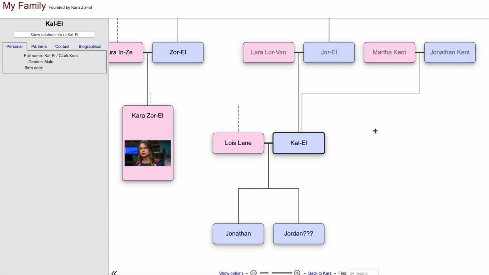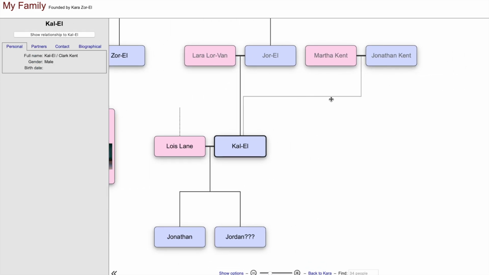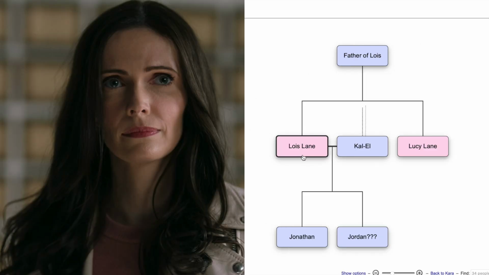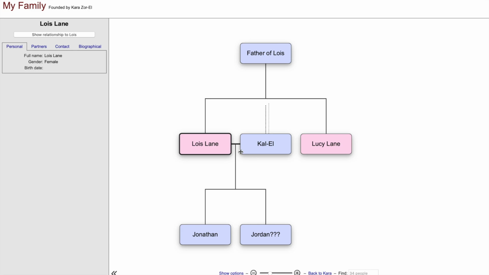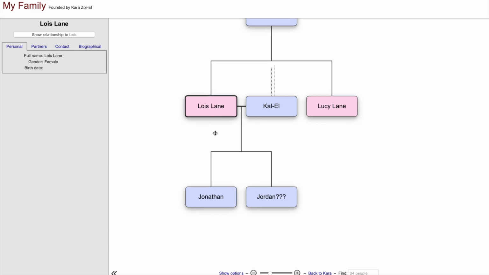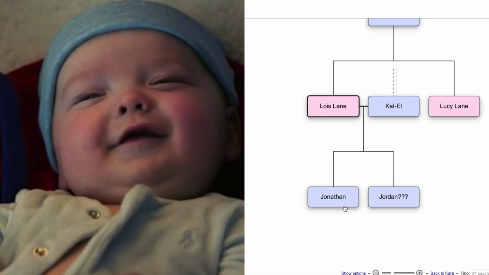Anyway, let's go back to Kal. So these are Kal's adoptive parents, Martha and Jonathan. We go over here. Kal marries Lois Lane. Show relationship to Lois Lane. She's married to her cousin. Boom. And then we scroll down, and then Kal and Lois have a baby, Jonathan Kent.